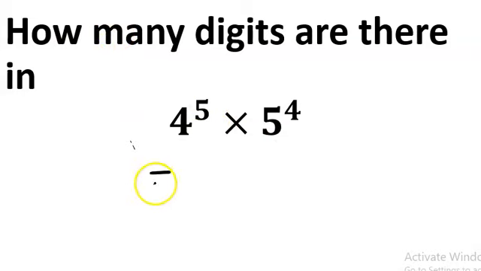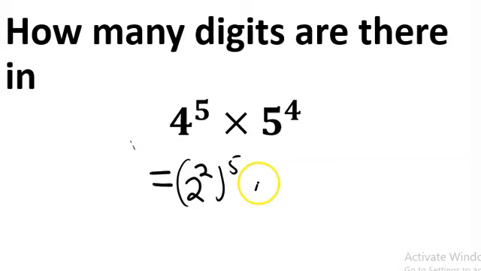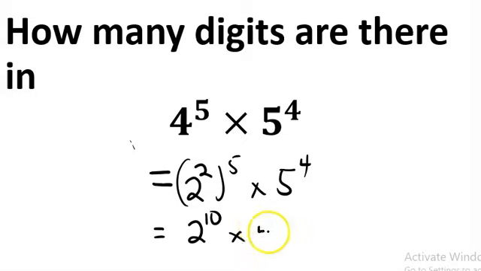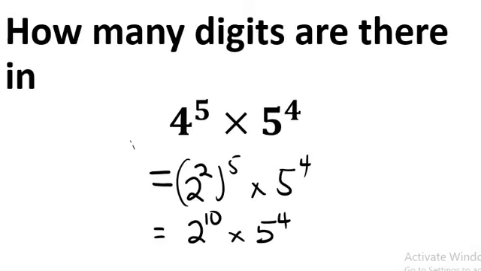Now this one, we can write it as 4, we can write it as 2 raised to the power 2, all raised to the power 5 times 5 raised to the power 4. And we are going to have this 2 times 5, we have 2 raised to the power 10 times 5 raised to the power 4. Okay, now 2 raised to the power 10 can be written as 2 raised to the power 4 plus 6 times 5 raised to the power 4.